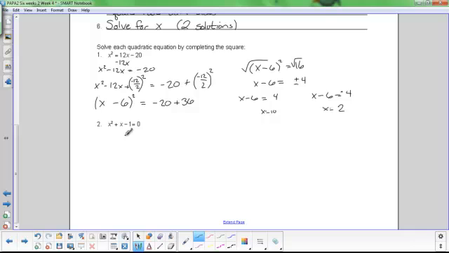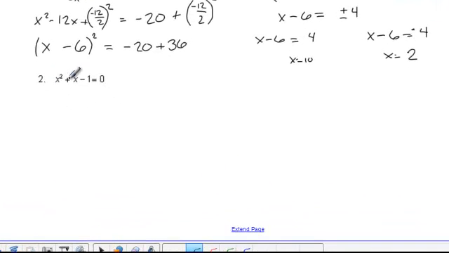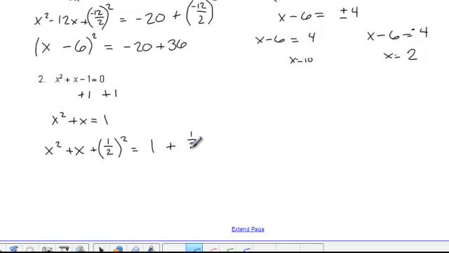Number 2. This time, instead of moving the x and the x squared term, we will be moving c. That's going to be x squared plus x equals 1. Now we are going to go ahead and add our value b over 2. That is going to be 1 over 2 squared equals 1. Immediately balance the equation. 1/2 squared. Remember, you balance the equation by adding the identical parts to both sides of the equation.